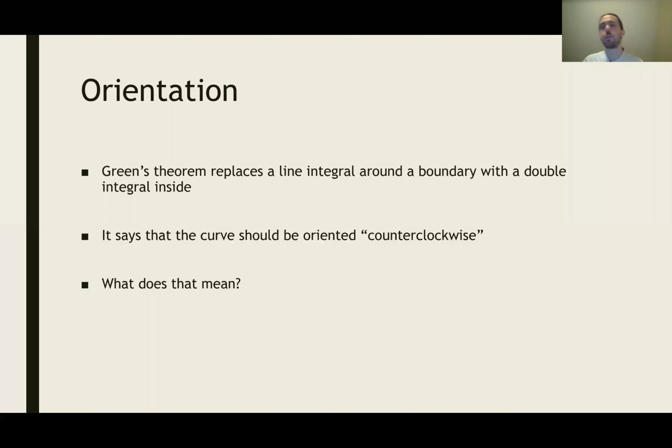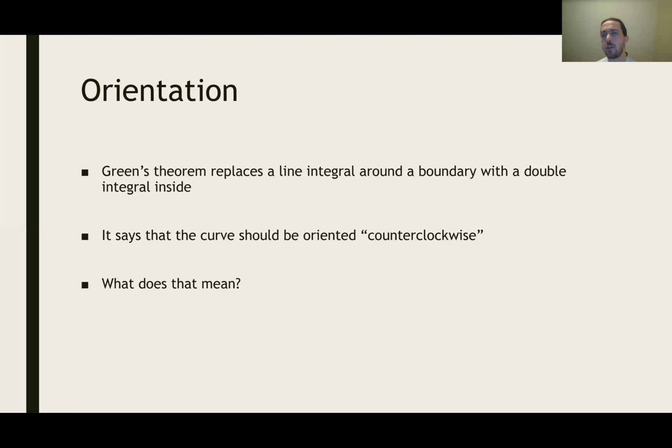Let's be a little bit more precise about orientation. Orientation means the direction we go around a curve. So Green's theorem tells us that we should convert a line integral to a double integral. When we do that, we have to remember that the curve should be going counterclockwise, quote unquote, around the boundary of the region.